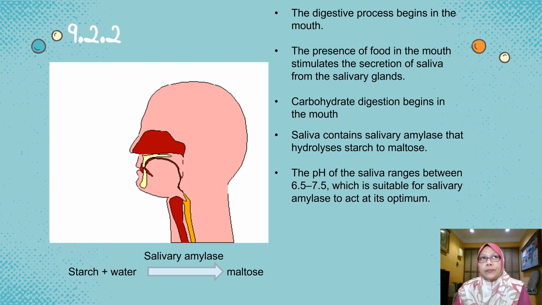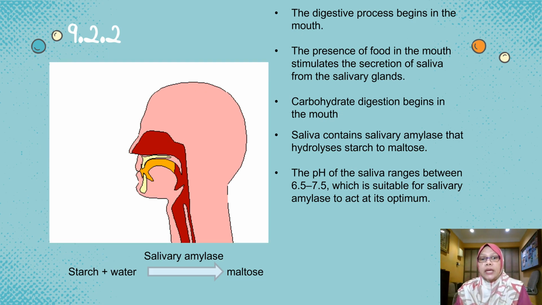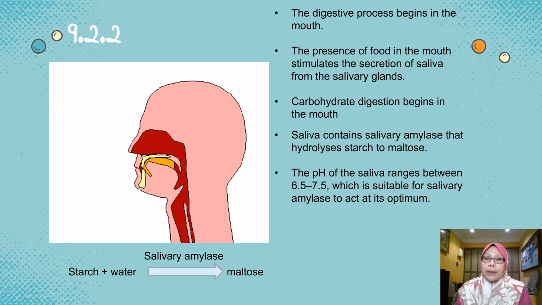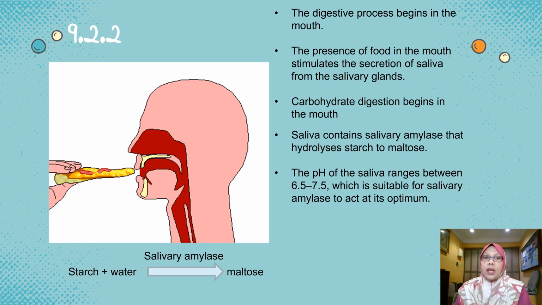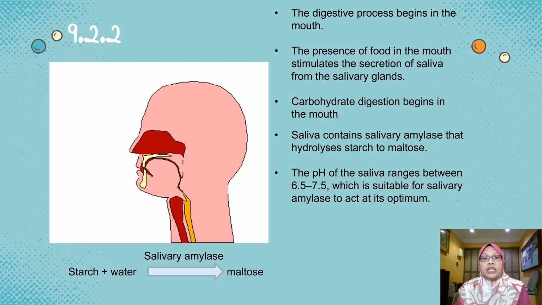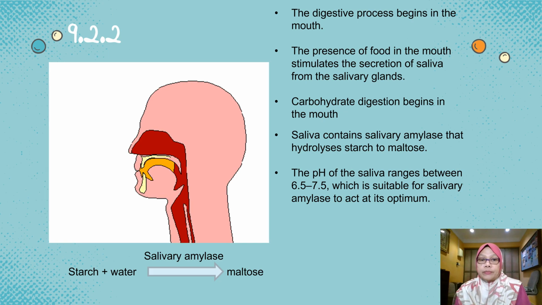When you chew the bread, try to observe the changes in the taste of the bread from the first chewing to the final chewing. Saliva contains enzymes which we call salivary amylase that will hydrolyze starch to maltose. The pH in the saliva ranges between 6.5 to 7.5, which is suitable for the salivary amylase to act at its optimum. Observe the animation given.